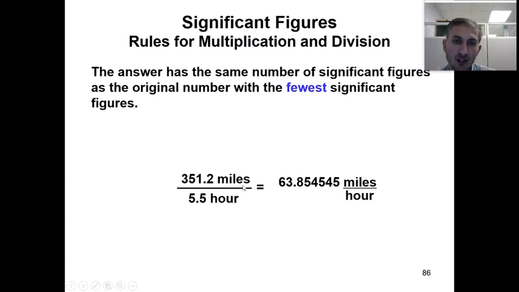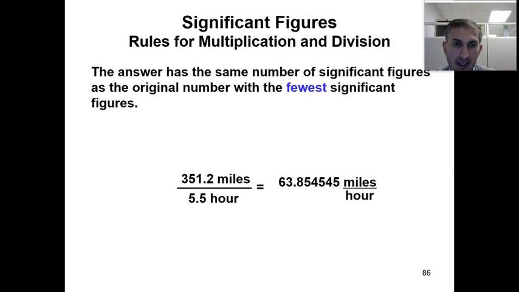Look at this calculation: 351.2 miles divided by 5.5 hours. We have division between these two numbers. If you divide this number by this number, your calculator gives you this number. Your calculator doesn't know anything regarding the sigfigs, so we need to apply sigfigs.